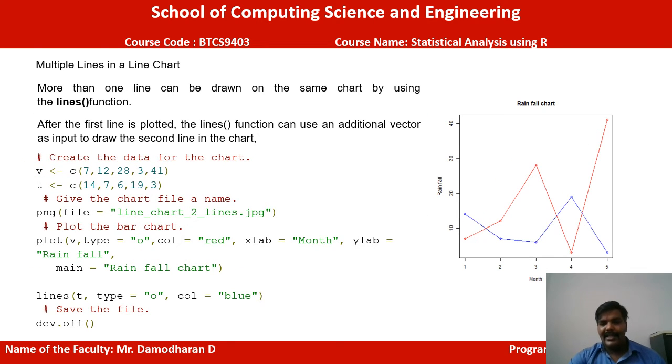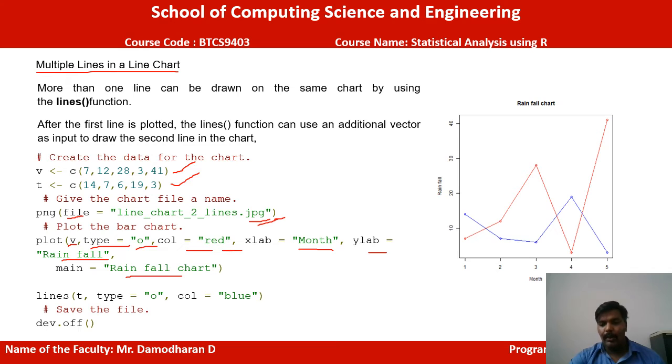For the next example, we are using multiple lines. There is not only one line to represent; more than one line is possible. Here there are y and t, and both values are mentioned. Those values are given the color. The file has to be saved with a different name, and v is the vector value, type is O, red color, and the month label will be here. All these values are filled.